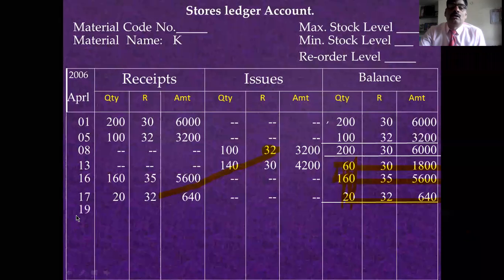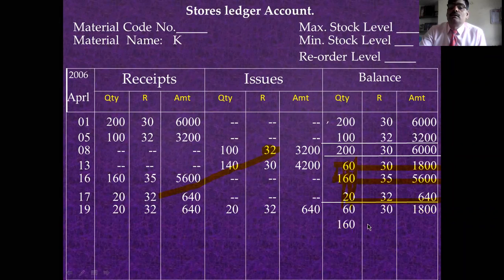You see here, 19th is the date. I'll issue the last 20 units at the rate of 32. Then 640 issued. Now balance is first 60 at the rate of 30, 1800, 160 at the rate of 35, 5600. Now total is 220. I adjusted the stock by issuing the difference.